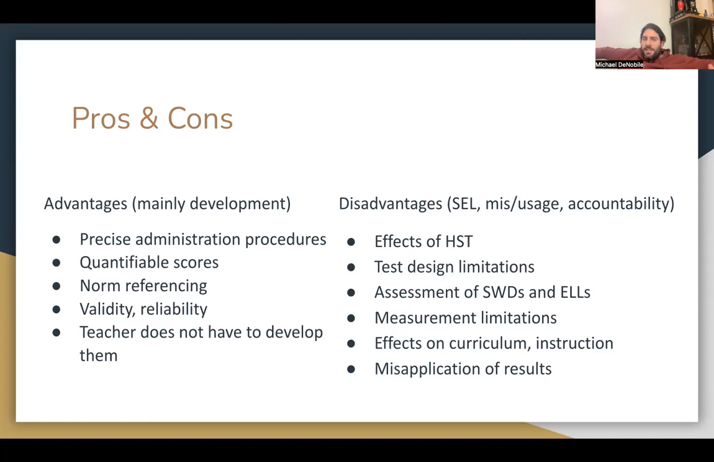Disadvantages are the social emotional stuff associated with them, the misusage of them, and their linkage to accountability, like the effects of high stakes testing, the anxiety that's caused by them, the design limitations of the tests, including bias. We have seen over the years that some standardized tests do have embedded bias. Students with disabilities and ELs tend to score lower because the tests aren't built for them. They're built for the quote unquote average student. There are also measurement limitations, the effects on curriculum and instruction where you tend to teach to the test, and the misapplication of the results.